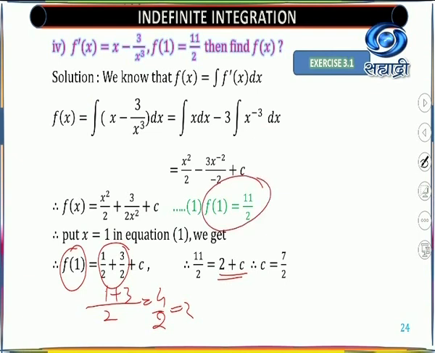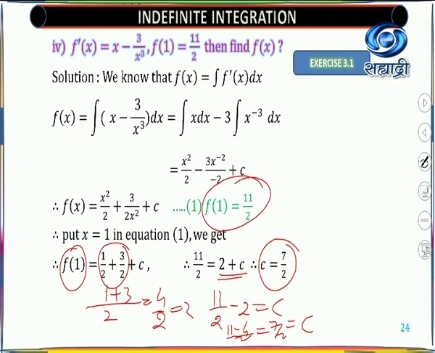f(1) is given to you. So f(1) is 11/2, equal to 2 + c. Now take this 11/2 − 2 equal to c. So you are able to solve this: (11 − 4)/2. 11 − 4 is 7/2, which is your c value. Look here, so you will get the c value as 7/2.